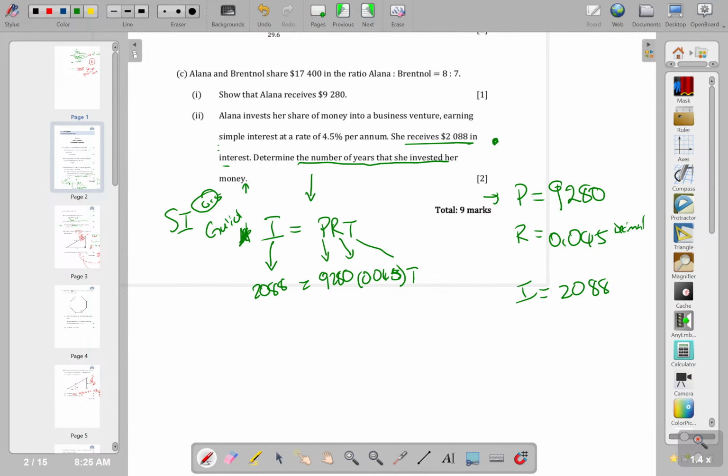Yeah? So then now, any number times any number must give you another number. So push your calculator. So 9,280 times 0.045 gives me, that's a nice number, 417.6. And that times t gives me 417.6t equals 2088. Yeah? Then I'm solving for t here, everybody.